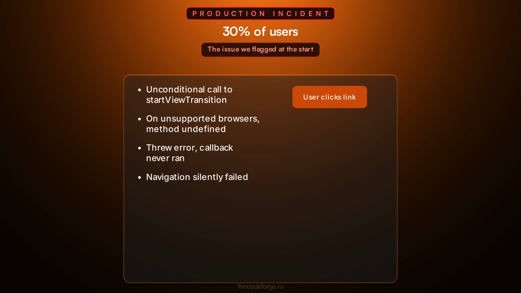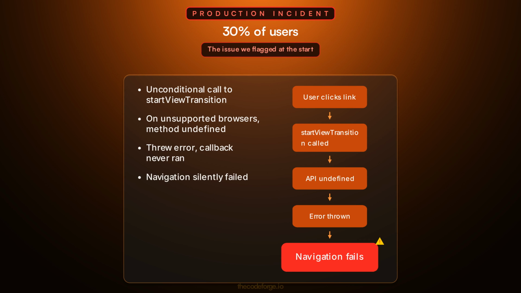This is the same issue we highlighted at the start. Here's exactly why that happened. The code called document.startViewTransition(cb) unconditionally. On browsers without the API, that method is undefined, so the call threw an error and the navigation callback never ran, resulting in a frozen page.